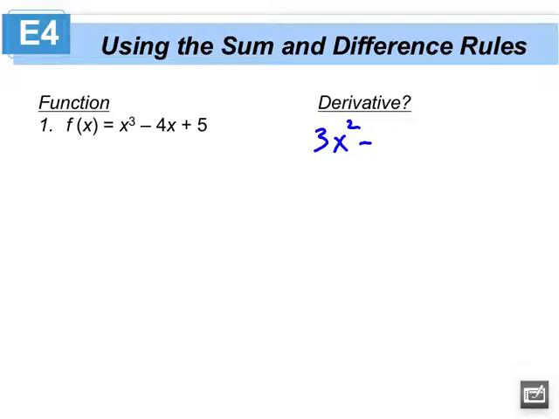What does the function negative 4x look like? So let's just isolate this puppy. What's that look like? A line. And therefore its derivative would be 0. Nope. Or the slope of the line. What's the slope of that line? Negative 4. Bingo. Derivative of 5? Say it louder. 0. Why? It's constant. Okay, so that 5 is just going to disappear.